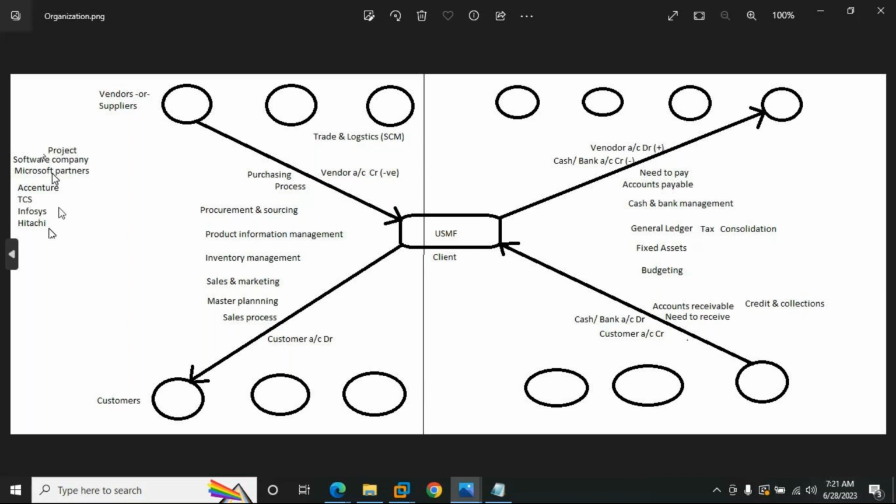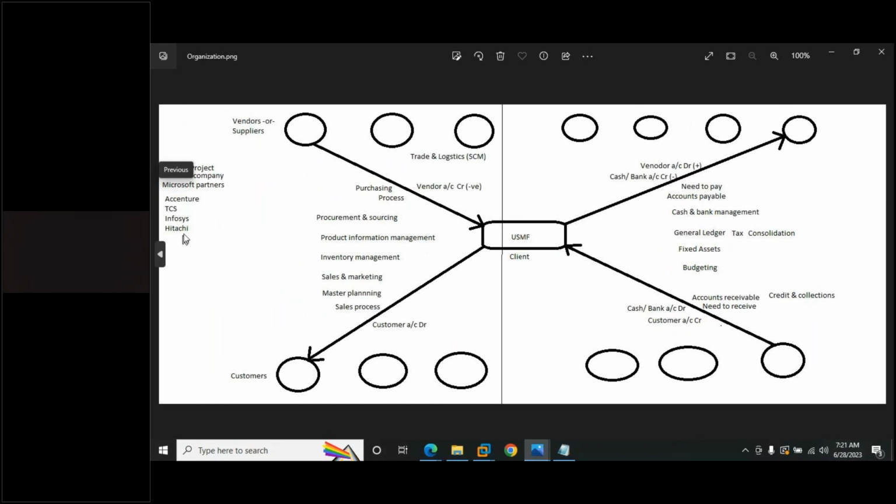If you are discussing with your friends, they will ask you, is the project allocated or not? That means you are going to work for a project. That project is called the client. These software companies are called Microsoft partner companies, and you are working for a project, and that project is called the client.